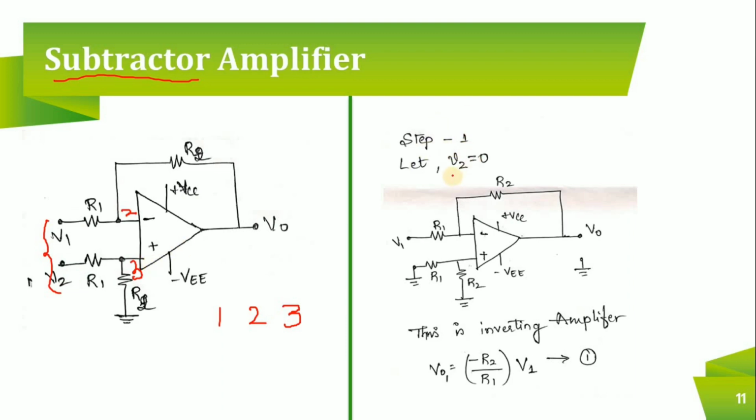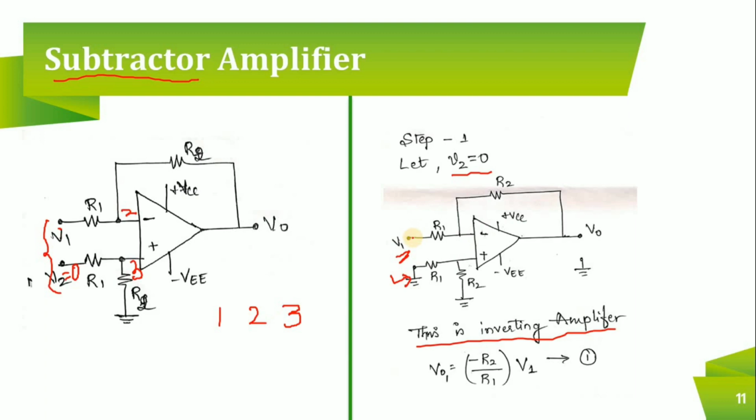In step 1, I'll assume that V2 is 0. So the voltage applied at point 2 is 0. That means that here the applied voltage is 0. If this applied voltage is 0, it means that you are grounding it. So you can see I have grounded this, right? Now only V1 is there. If you look at the circuit properly, it is nothing but an inverting amplifier, because you are giving V1 to the inverting terminal. Therefore, it is an inverting amplifier.